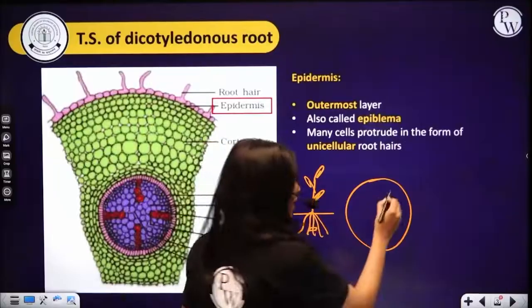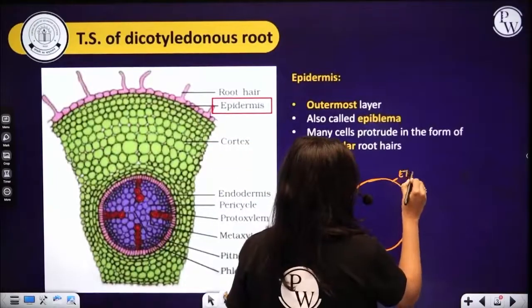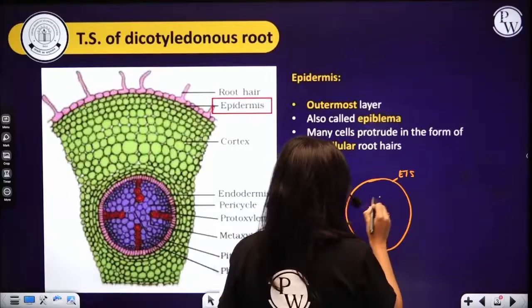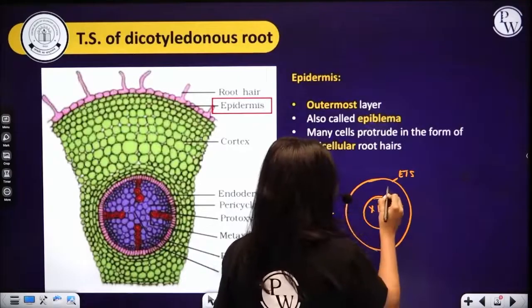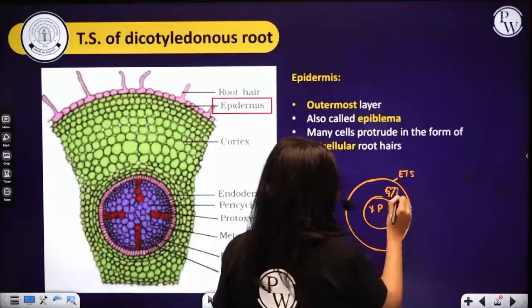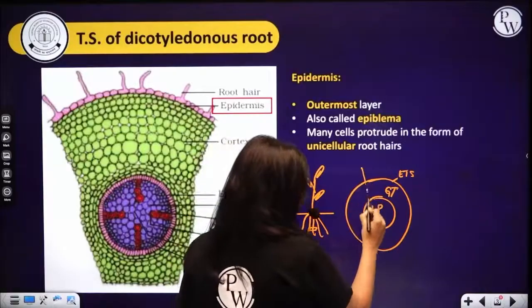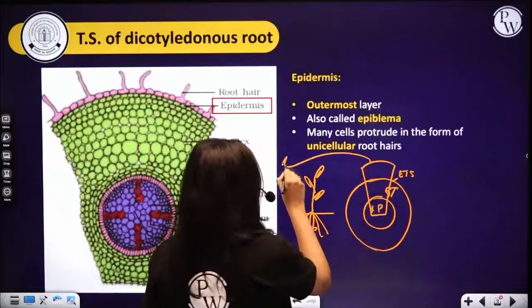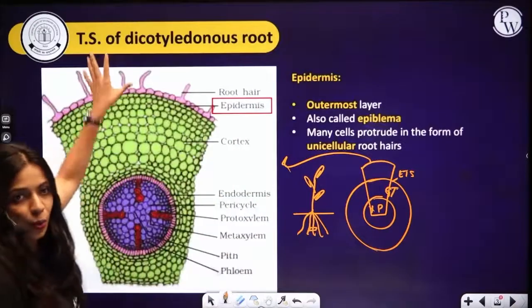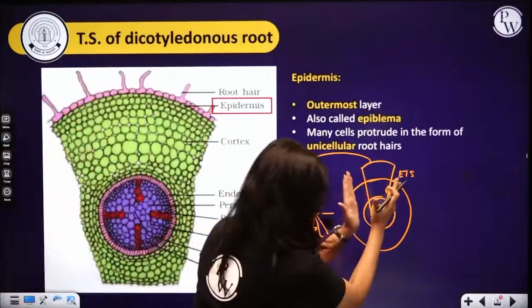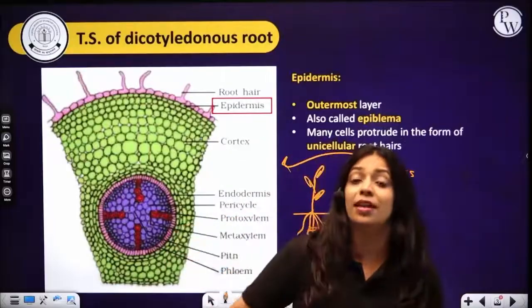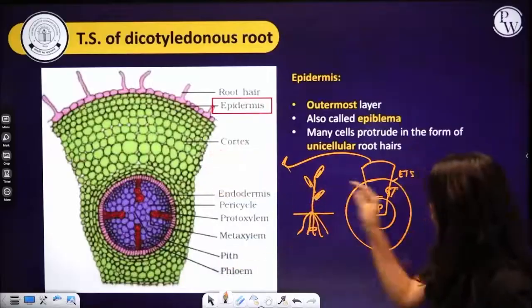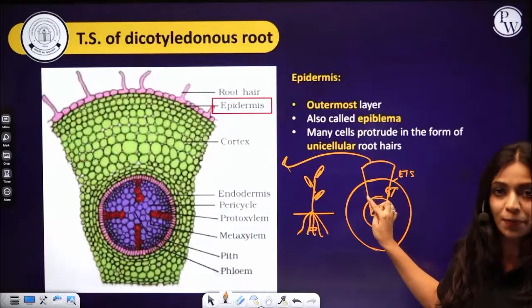So in the circular outline, outermost you have the epidermal tissue system. Inside you have xylem and phloem, all of that, right? So xylem and phloem will be arranged inside. In between you have the ground tissue. So when you take a pizza section like this, that is what is represented here. So what you're looking at here is one section of the transverse section of the root. So we are going to learn about the different tissues that are present in this particular section.